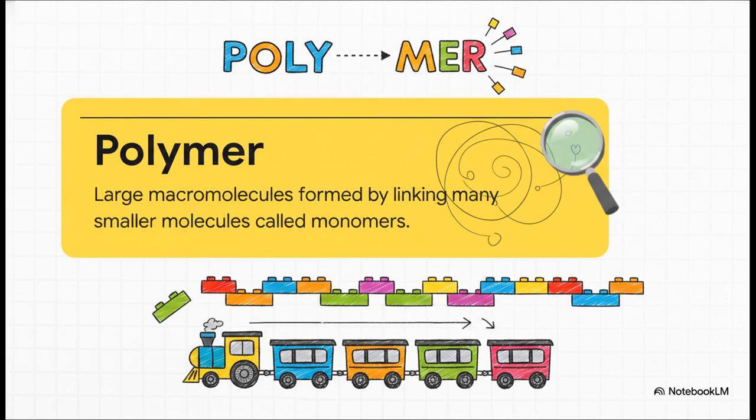molecules called monomers. Think of a single monomer as one single Lego brick, or maybe a single train car. On its own, it's just one unit. But when you snap hundreds or thousands of them together end to end, you get a massive, structurally sound chain. That chain is our polymer. And the number of repeating units in that chain? Chemists call that the degree of polymerization.